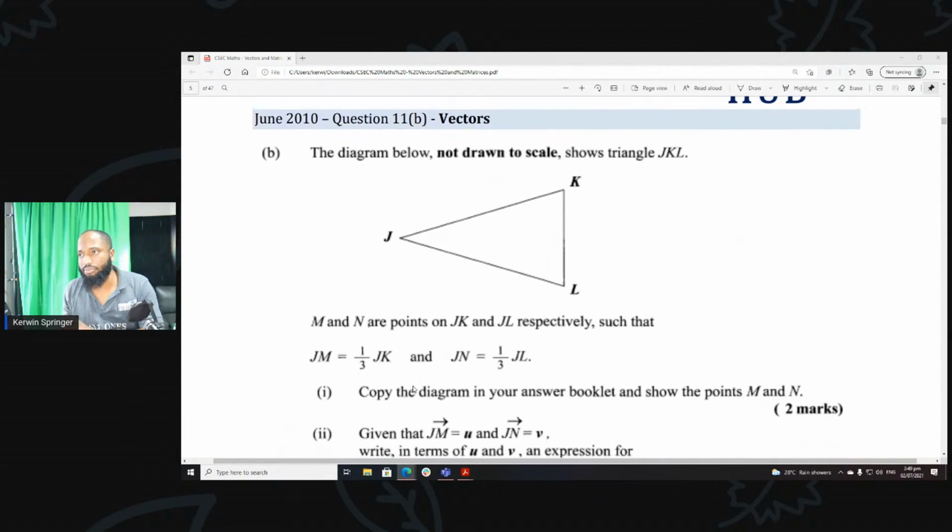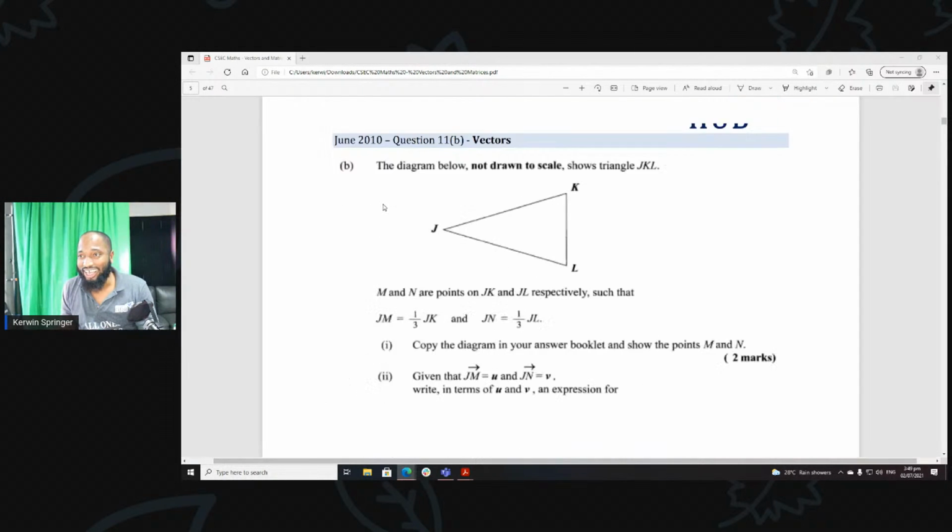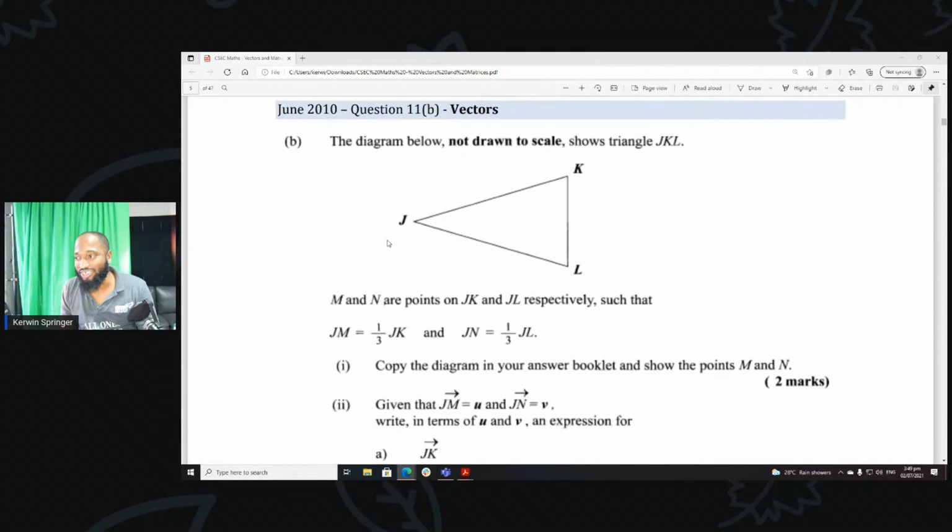The diagram not drawn to scale. We still in 2010? Oh no, we were in January 2010 before. We're in June 2010 now. The diagram below is not drawn to scale, because I would have finished this, but I have a class.